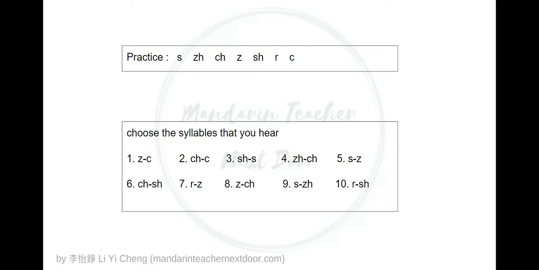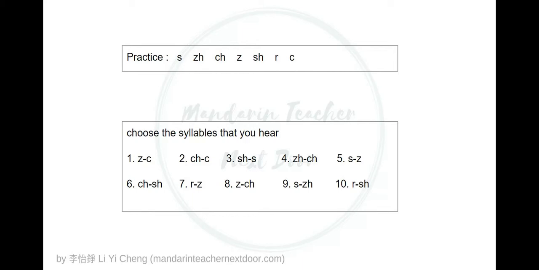诗 诗. Left or right? The answer is the right one. sh or shi? 诗 诗. Okay, how do you pronounce the left one? Ch or chi? 吃 吃. Okay, very good. Now, number 7.